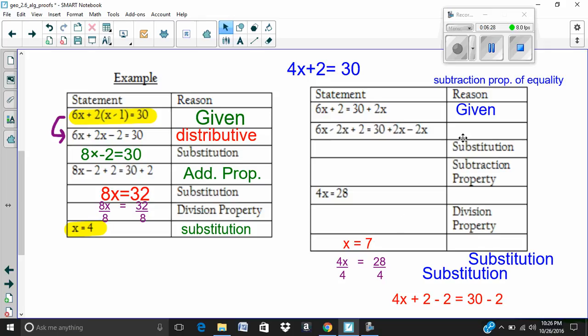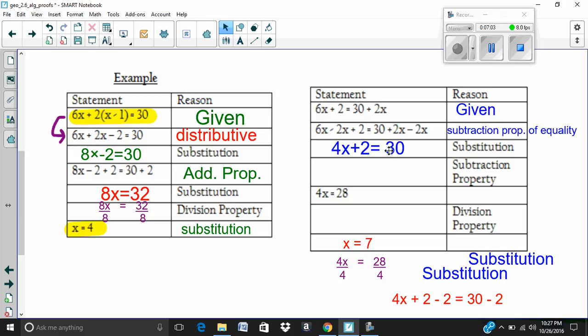So, what about all those different steps in between? Well, you look at statement 1 here, and we move into statement 2. What do we see happening? Right, so it looks like we're subtracting 2x from each side. So again, that goes back to our subtraction property of equality. Whatever we subtract from one side, we have to subtract from the other. As we perform that subtraction and simplify both sides of our equation, you're going to see that we're left with 4x plus 2 equals 30.